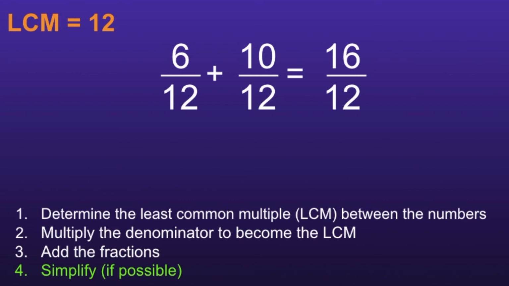When I do that, I will be left with 1 and 4 over 12. And since 4 and 12 are both divisible by 4, I know I can simplify one more time. 4 divided by 4 is 1, and 12 divided by 4 is 3. So 4 over 12 can be simplified to 1/3. So the final answer will be 1 and 1/3.